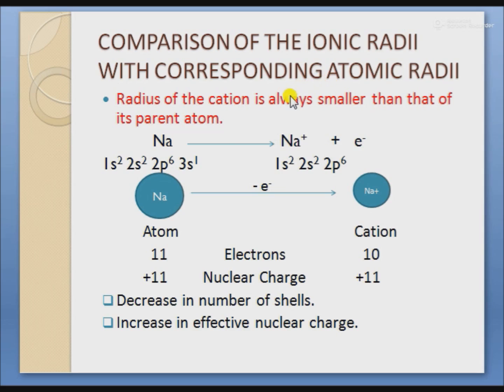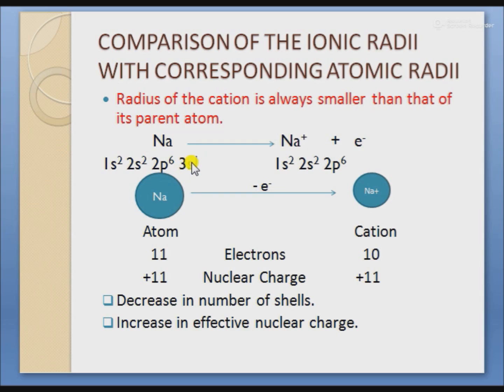Here we will compare the radius of a cation with the radius of its atom. The radius of a cation is always smaller than that of its parent atom. Let us illustrate this with an example. For example, this is sodium. Its electronic configuration is 1s2, 2s2, 2p6, 3s1. It means in its last shell, that is the third shell, there is only one electron.